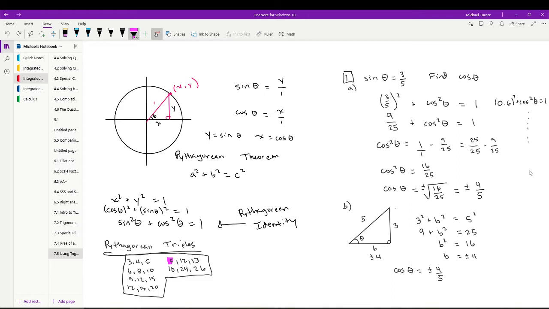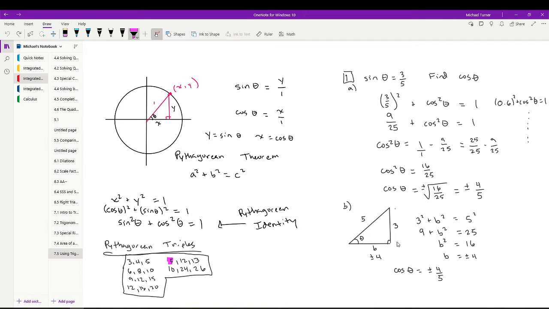Now, we want to get used to using this theorem because that's the title of the section, right? Pythagorean identities. However, if you're given a simple enough fraction, like 3 over 5, you could just use the Pythagorean theorem to solve this problem. So in part B, this is just showing the other way you could do it.